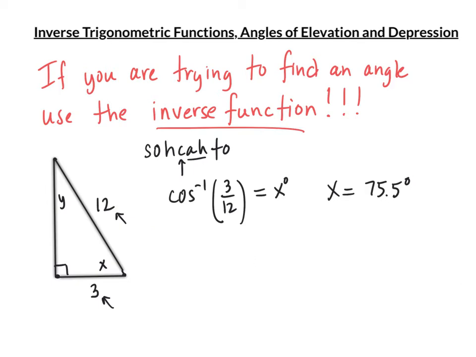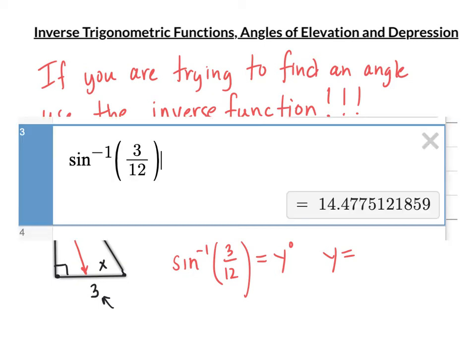If I was going to find y using the 3 and the 12, I can see that 3 is the opposite of y, 12 is still the hypotenuse. I'm dealing with opposite and hypotenuse, which is sine. We're looking for an angle. That means we're going to use the inverse sine. We're not going to plug in an angle like the normal sine. We're going to put in a ratio. That's 3 over 12. And that will be what y is, y degrees. Y equals, put that in Desmos, rounding to the tenth, that's about 14.5 degrees.